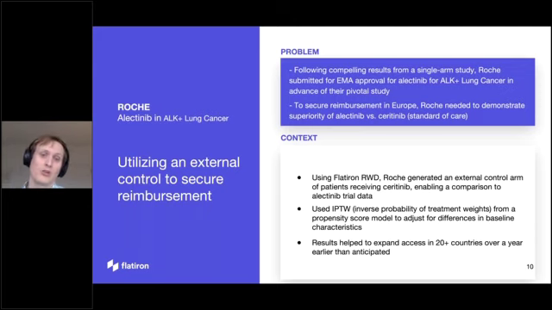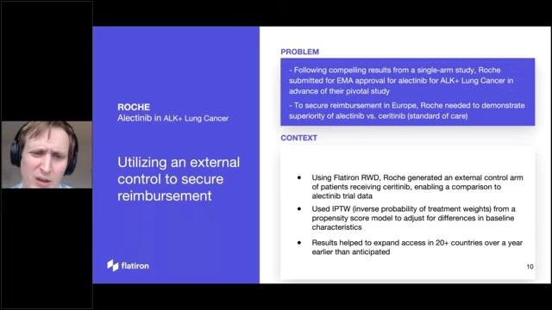Roche submitted for EMA approval for the drug in advance of their pivotal study. So to secure reimbursement, they needed to demonstrate the superiority of alectinib to ceritinib, which was the standard of care at the time. So using Flatiron real-world data, Roche was able to generate an external control arm of patients who received the then standard of care, and then enabled a comparison to the alectinib trial data.